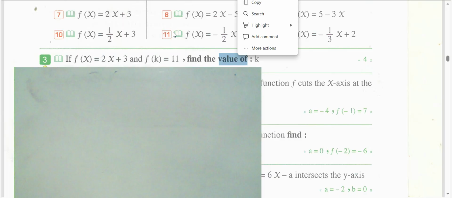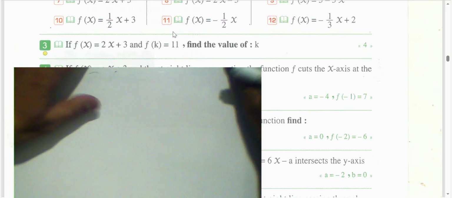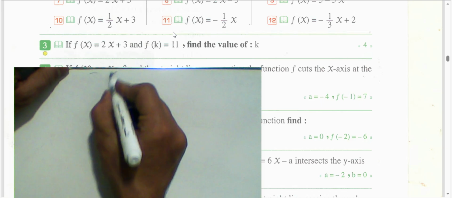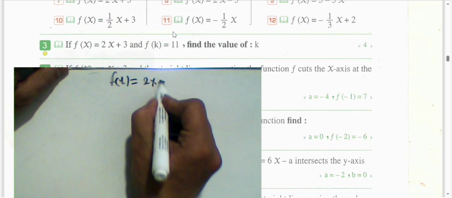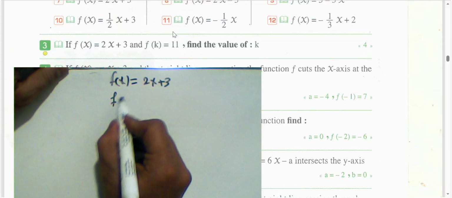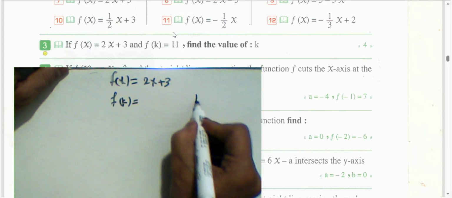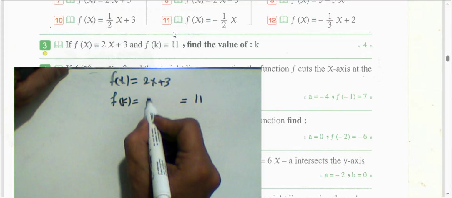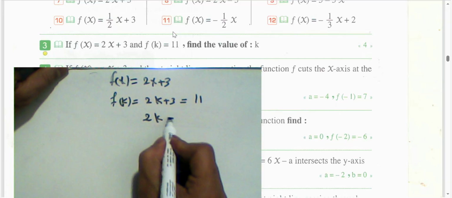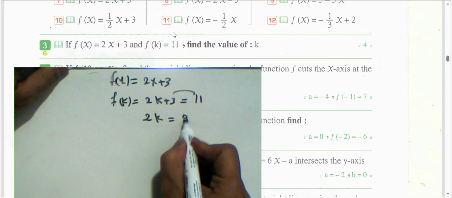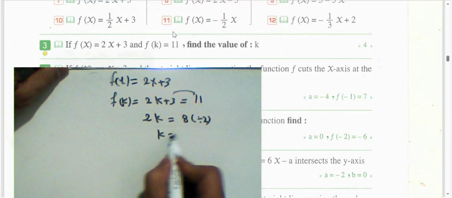Number 3. Give me f of x equal 2x plus 3 and f of k equal 11. Put here k, 2 times k, 2k plus 3. Put 3 here, then we have 2k equal 11 minus 3 equal 8, and then we can divide it by 2. The value of k equal 4.